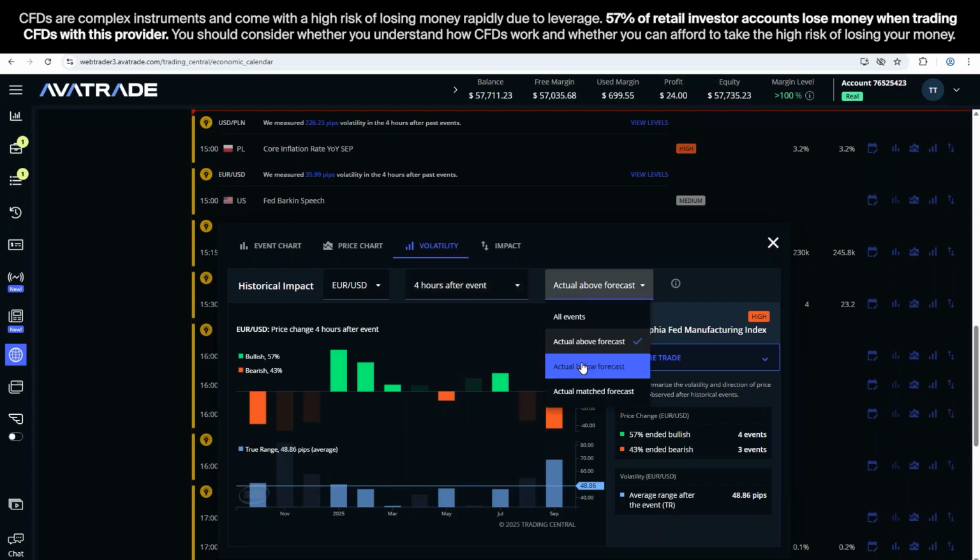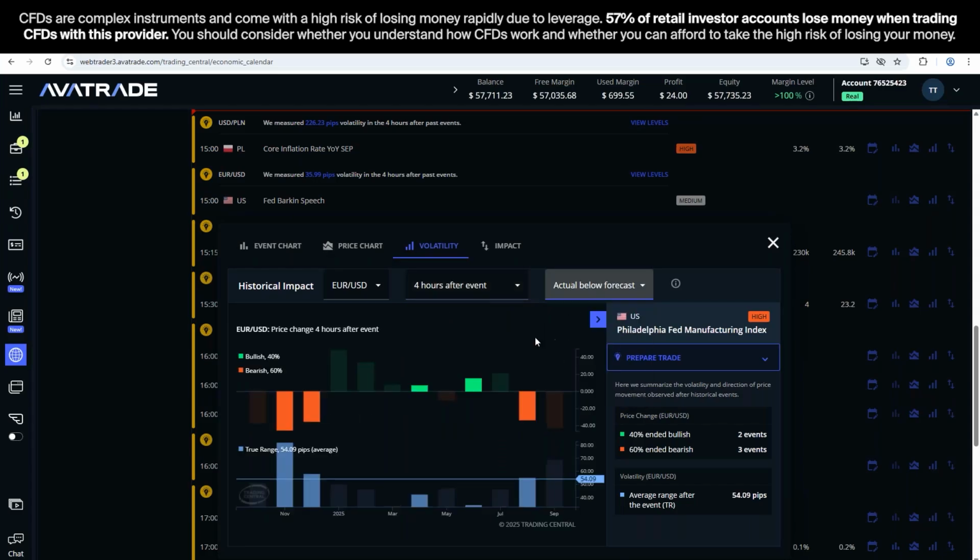What if it comes in below forecast? What happened in the past? Okay, after 4 hours, 60% down, and pretty significantly down. We're looking at 44 pips, 36 pips, 35 pips almost, and the ones that went up not only went up less often, but went up less. So the vast majority of movement is down when the manufacturing index comes in below forecast. Okay, so the USD strengthened for whatever reason the majority of the time when the index comes in below expectation, maybe because of a fear response.